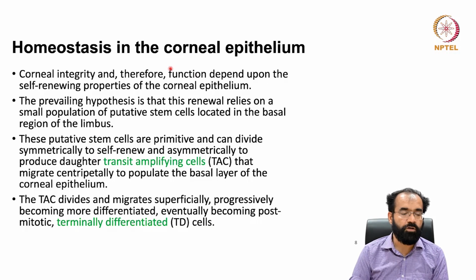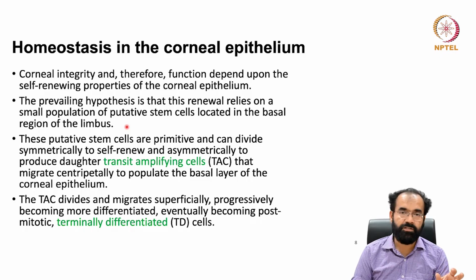So for homeostasis in the corneal epithelium, the corneal integrity and therefore function depend upon the self-renewing properties of the corneal epithelium. We have mentioned this very clearly. The prevailing hypothesis is that the renewal of this corneal epithelium relies on a small population of putative stem cells located in the basal region of the limbus.